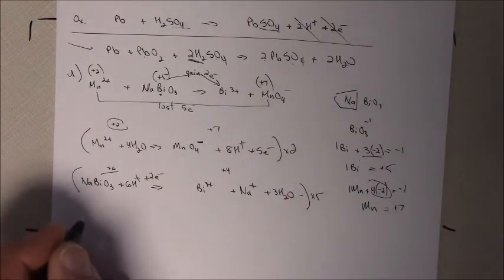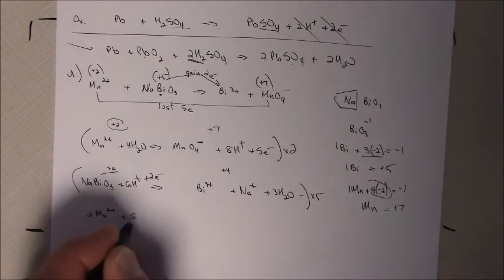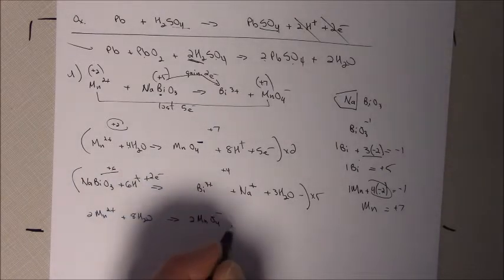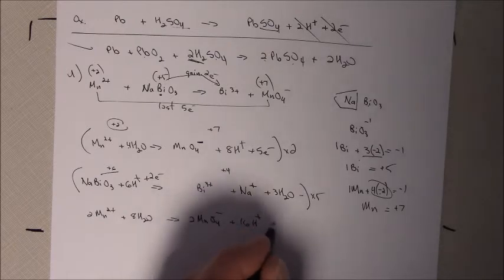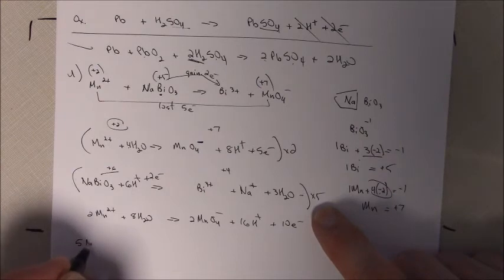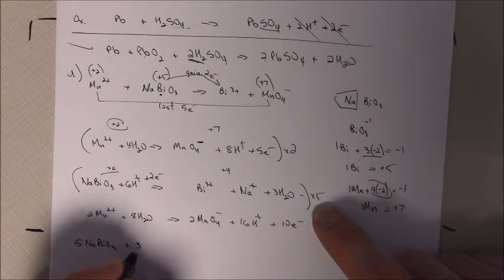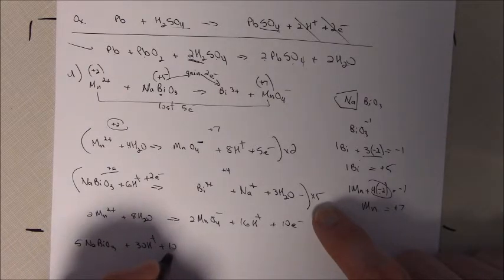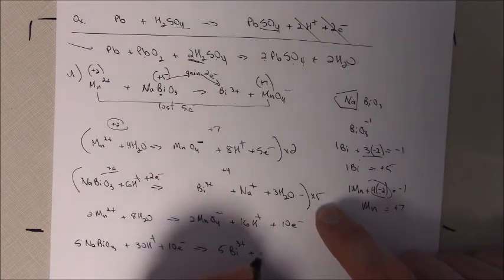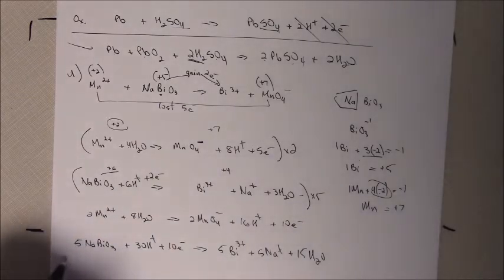Let's rewrite it. The top one multiplied by 2 plus 8, and that goes to 2MnO4 negative plus 16H plus 10 electrons. Now 5 multiplies in, so you get 5 sodium BiO3 plus 5 times 6, that's 30 H pluses plus 10 electrons. 5 Bi3 pluses plus 5 sodium plus 15 H2O.